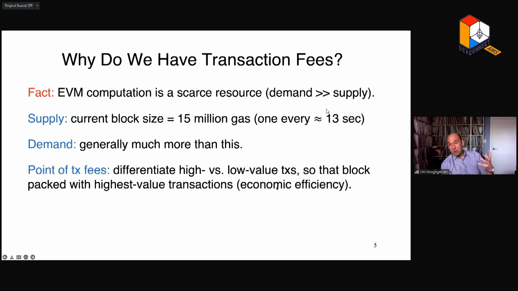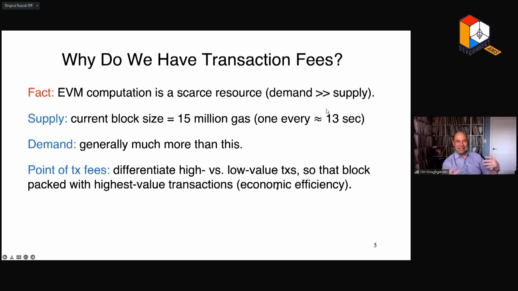And so that means we have a scarce resource, Ethereum block space. And again, we don't have enough for everybody. Who should get access to that resource? Well, it should be the people for whom it's the most valuable. And so that's really the point of a transaction fee mechanism. That's why there's a usage fee for a congested blockchain like Ethereum.